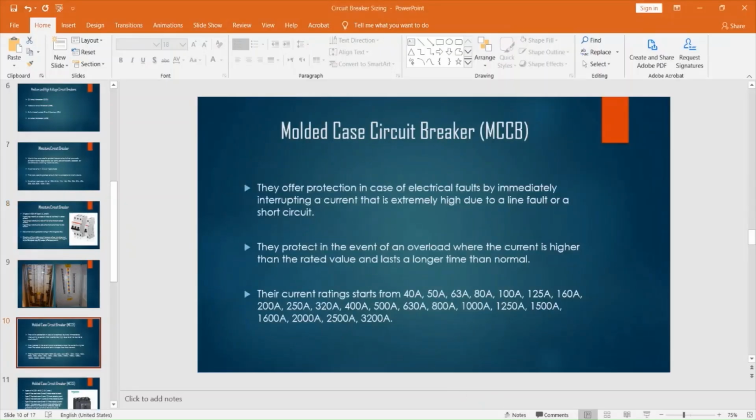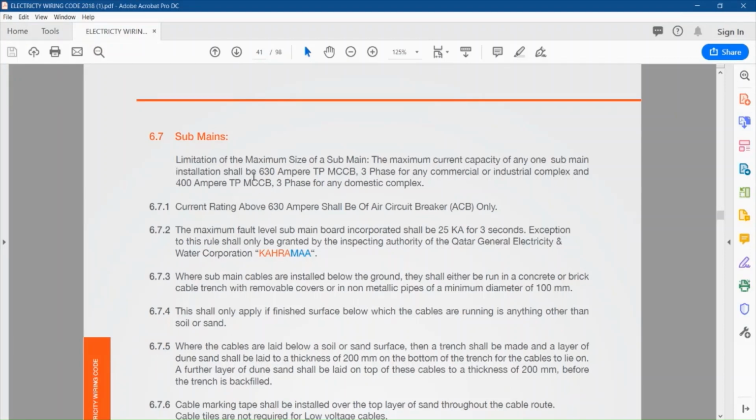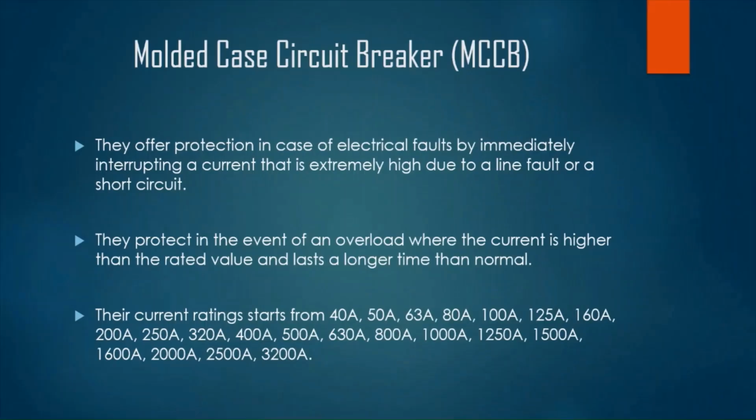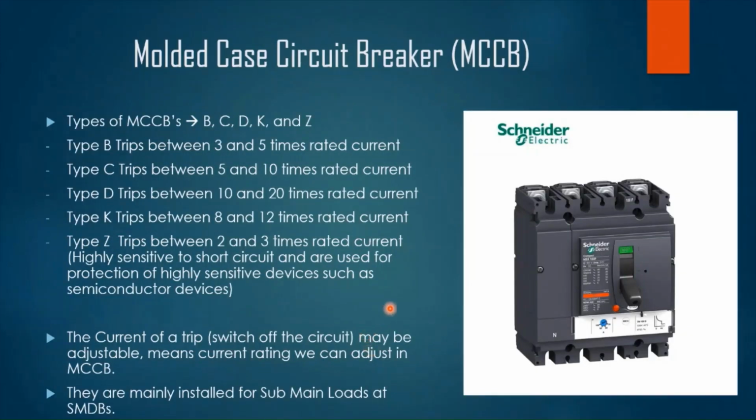Looking at Qatar's wiring code, for example, in the submains section, this clause states that current rating above 630 ampere shall be protected by air circuit breaker. This means that if the current rating exceeds 630, it is advised to be protected by an air circuit breaker instead of a molded case circuit breaker. A molded case circuit breaker looks like this.